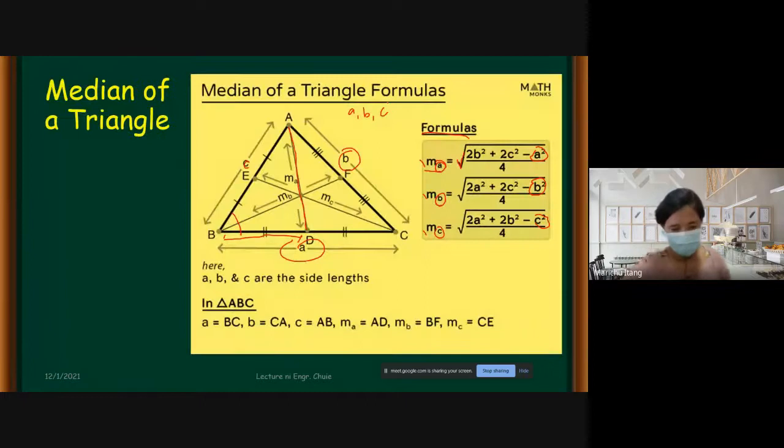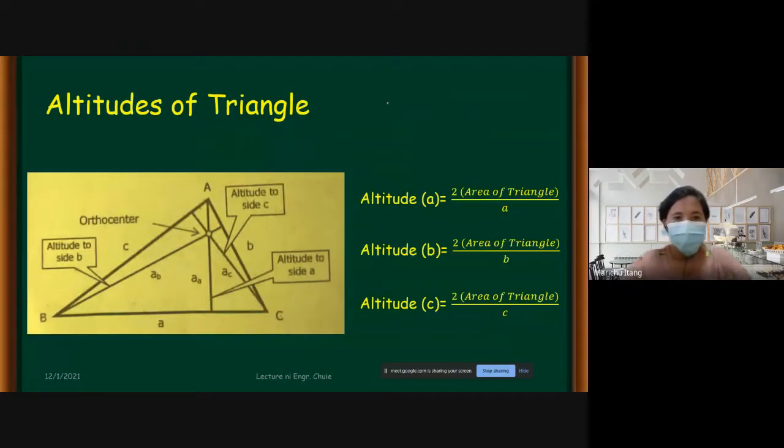Okay, so let's proceed with the altitude of the triangle. For the altitude of the triangle, it is measured from the vertex to the base. So let's say from vertex B, and this is side B. Now this is our base.